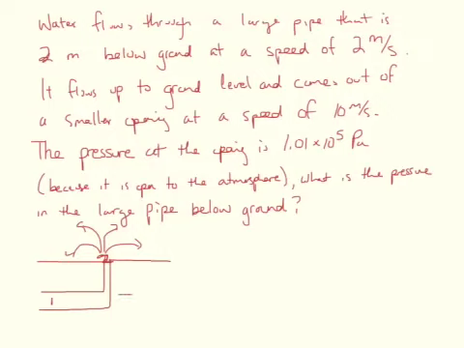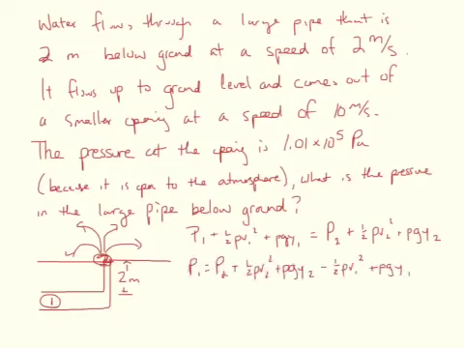Okay, so we have this distance here is 2 meters. And we're going to call the area down in the big pipe position 1. And we're going to call this at the opening, where it comes out of the smaller pipe at ground level, position 2. So let's set up our equation. So we're all set up. P1 plus 1/2 rho V1 squared plus rho g y1 equals P2 plus 1/2 rho V2 squared plus rho g y2. And we are solving for P1, so I'll go ahead and rearrange. And now I've rearranged my equation to solve for P1. All I have to do is plug in all the givens and solve.